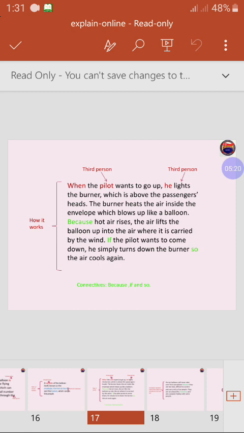The third paragraph is about how it works. When the pilot wants to go up, he lights the burner, which is above the passenger's head. The burner heats the air inside the envelope, which blows up like a balloon. Because hot air rises, the air lifts the balloon up into the air, where it is carried by the wind. If the pilot wants to come down, he simply turns down the burner so the air cools again. So here we use the third person, as in pilot and the pronoun he, and we use some connectives like when, because, if, and so.